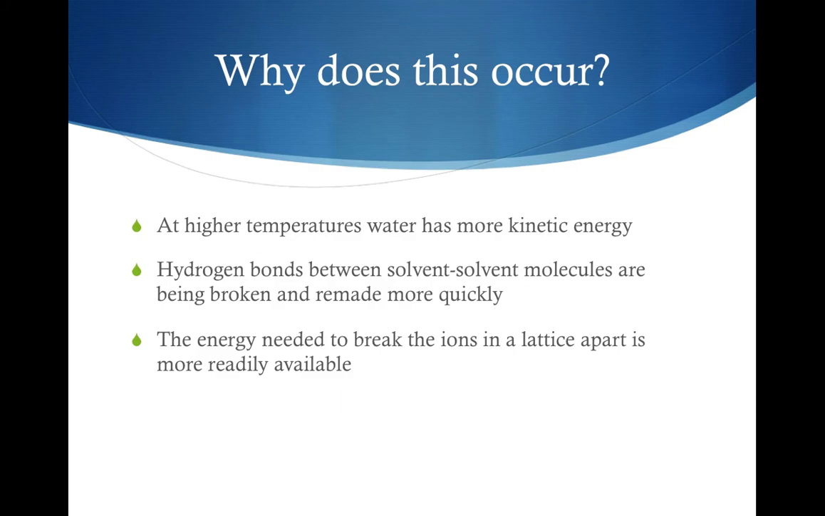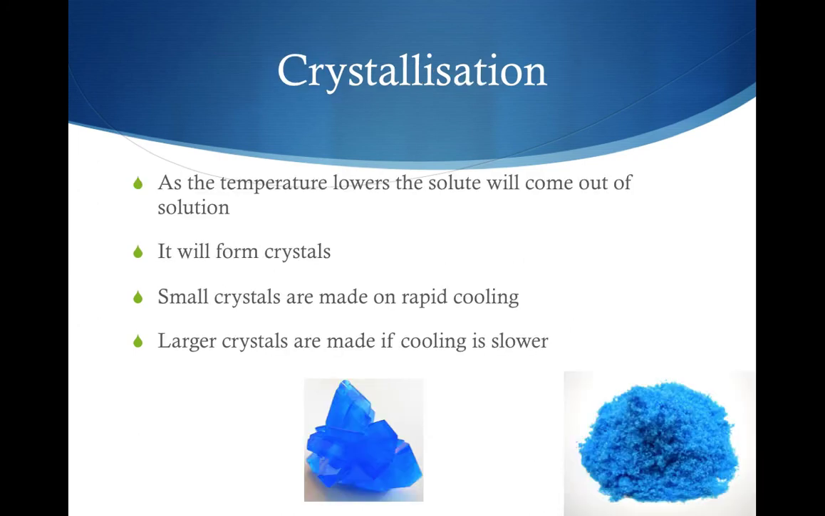The reason is, as we increase the temperature, the water's got more kinetic energy, so the hydrogen bonds between the solvents are going to be broken more easily, and the energy that we need to break apart the ions in the lattice is more readily available, so we can actually break them more easily as well. As we lower the temperature, if we've got a saturated solution, the solute will come out and it will make crystals. If we cool it very quickly, we're going to get a pile of little crystals. If we cool it slowly, we're going to get pretty and nice big crystals being formed.